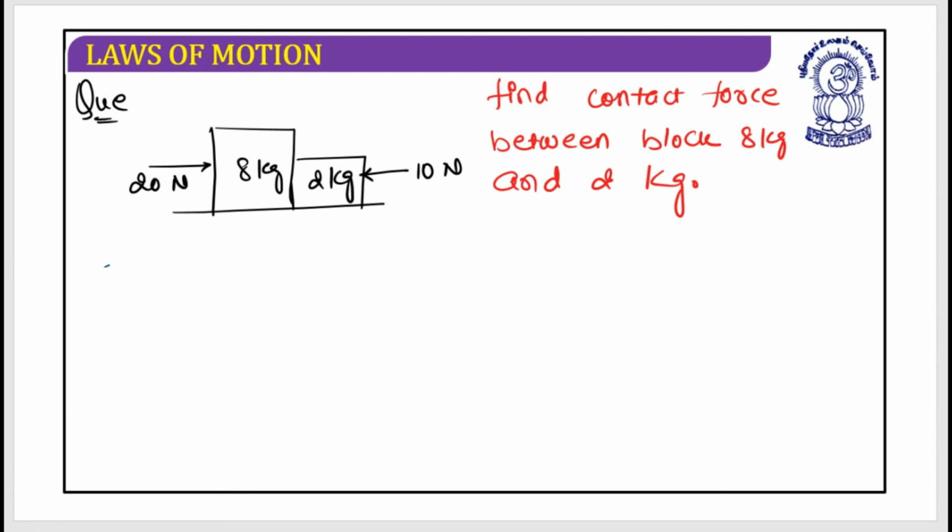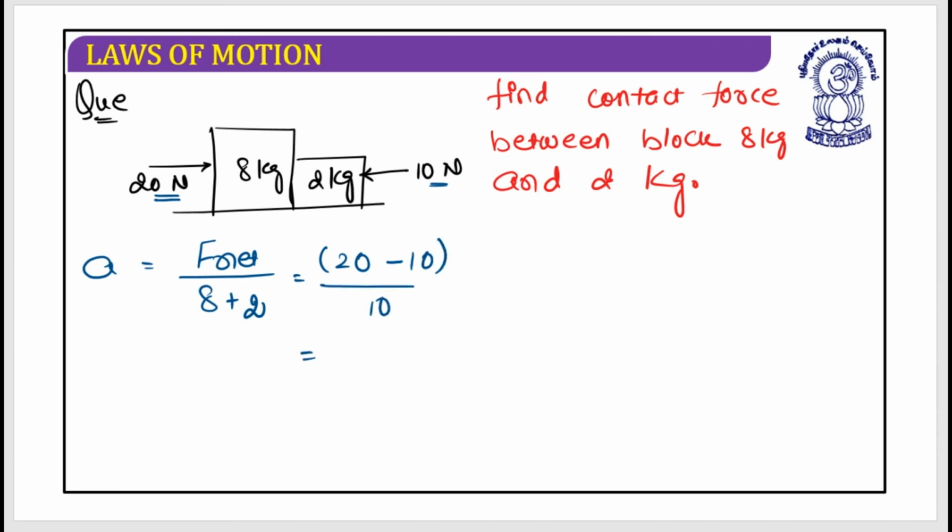Let's calculate the acceleration first, and the acceleration would be equal to F by m, or I should say F net divided by total mass, which is 8 kg plus 2 kg. For F net, this one is acting 20 Newton, this one is acting 10 Newton, and both are going to press each other. That means it's 20 minus 10 divided by 10. 20 minus 10 is 10, and 10 by 10 is 1 meter per second square. I hope these things are clear. Is it clear?